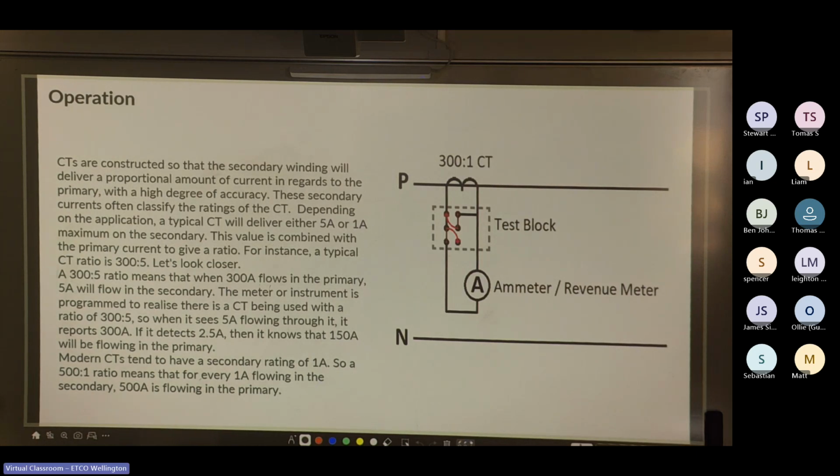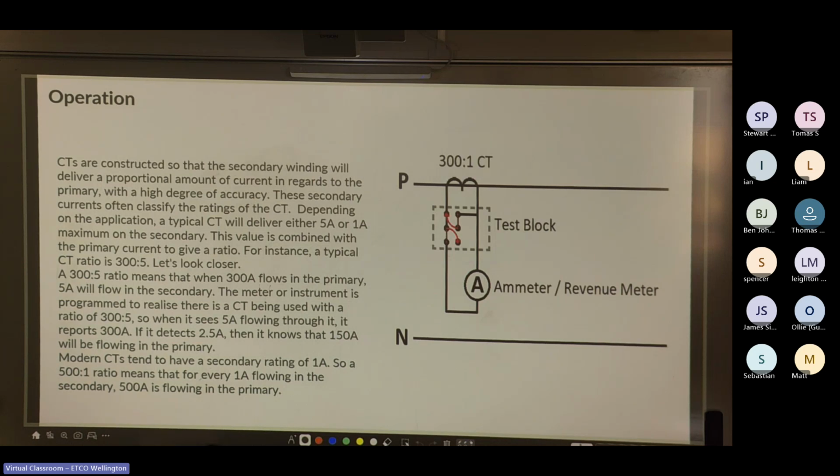Cool. So operation. CTs are constructed so that the secondary winding will deliver a proportional amount of current in regards to the primary with a high degree of accuracy. These secondary currents often classify the rating of the CT depending on the application. A typical CT will deliver either 5 amps or 1 amp maximum on the secondary. This value is combined with the primary current to give a ratio. For instance, a typical CT is a 300 to 5. So let's look closer. A 300 to 5 ratio means that when 300 amps flow in the primary, 5 amps will flow in the secondary.